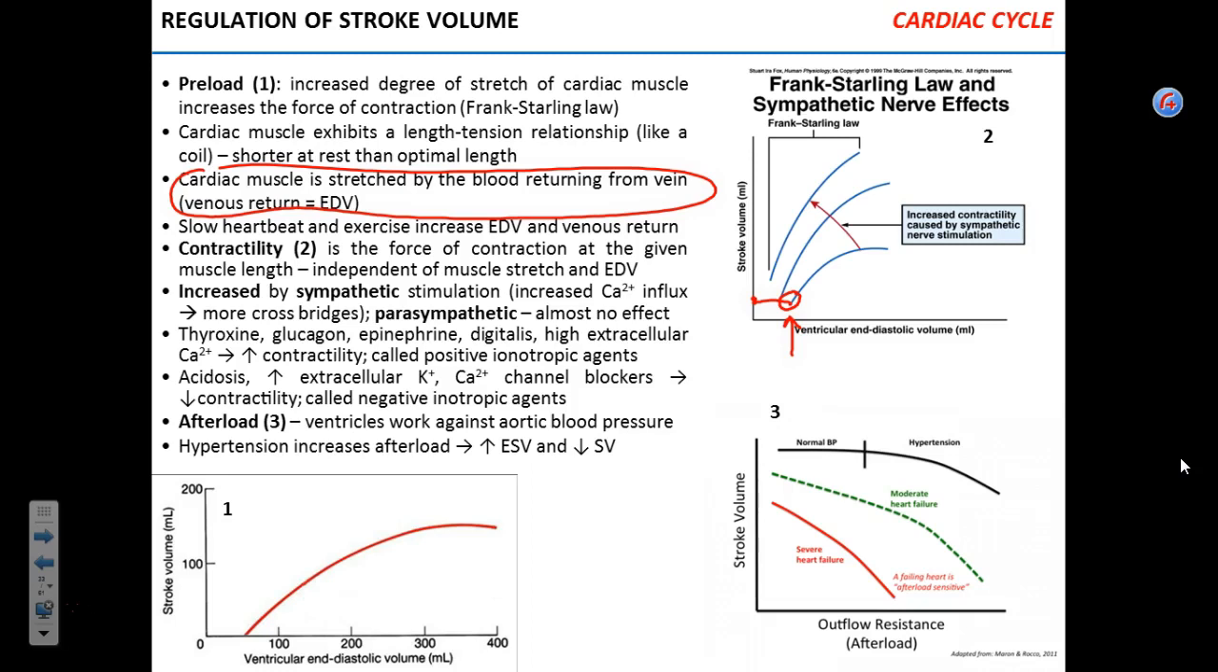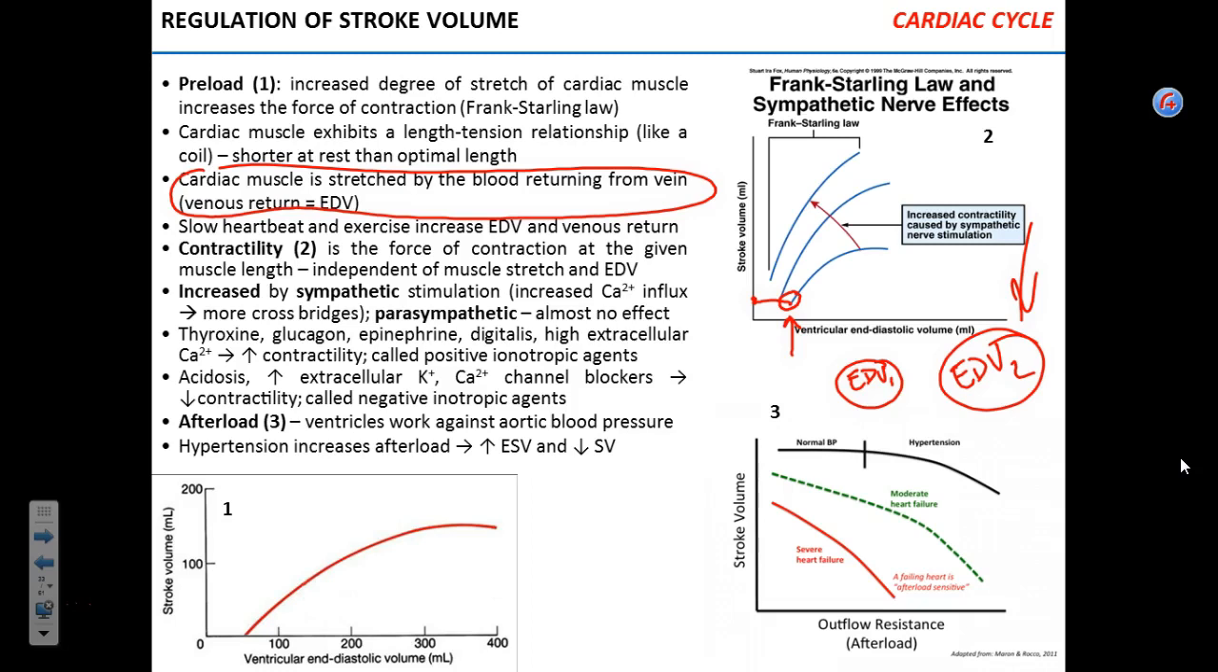Does that make sense? I want to try to explain it in a few different ways. So imagine this is the heart with one end diastolic volume, and this is the heart with another end diastolic volume. Which one is going to contract harder, stronger? The second one. So you see, this heart has to eject more blood, but it can because it is stronger. Does that make sense?